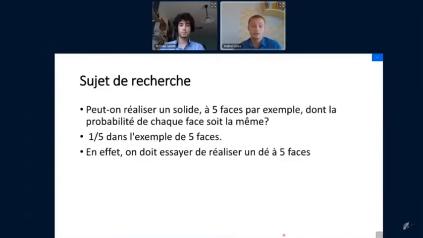The statement of the problem is whether it is possible to create a solid with 5 faces, for example, of which the probability of each face to be the same. And in the case of the 5-sided solid, the probability should be 1/5. So effectively, we had to create a 5-sided fair dice.